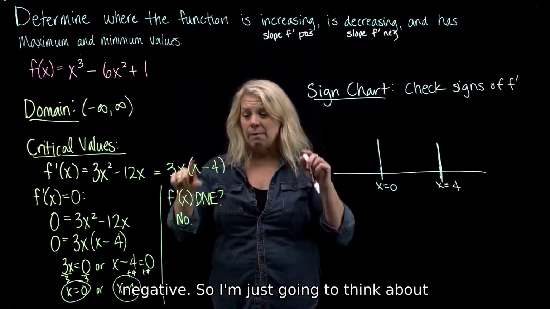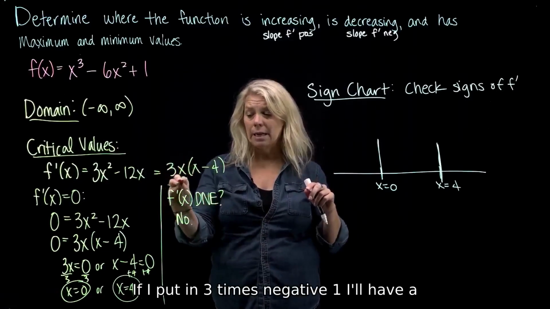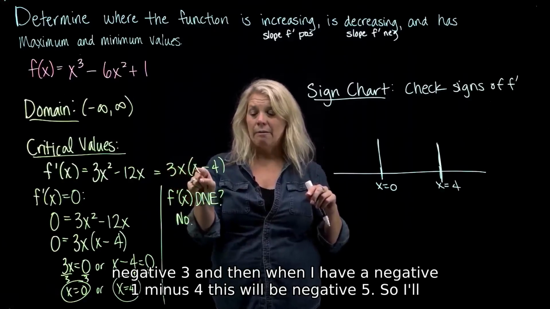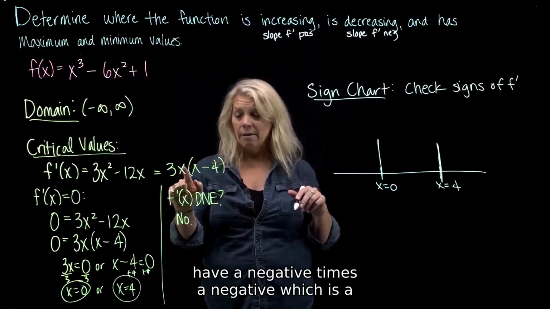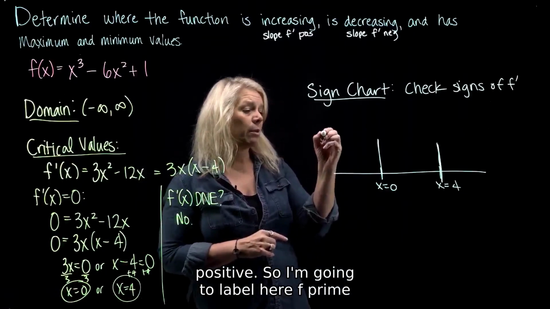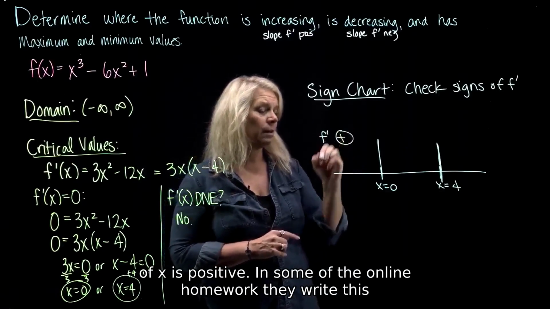I really just care about whether the answer is positive or negative. So I'm just going to think about it, and this is when the factored form is helpful. If I put in 3 times -1, I'll have a -3. And then when I have -1 minus 4, this will be -5. So I'll have a negative times a negative, which is a positive. So I'm going to label here f prime of x is positive.